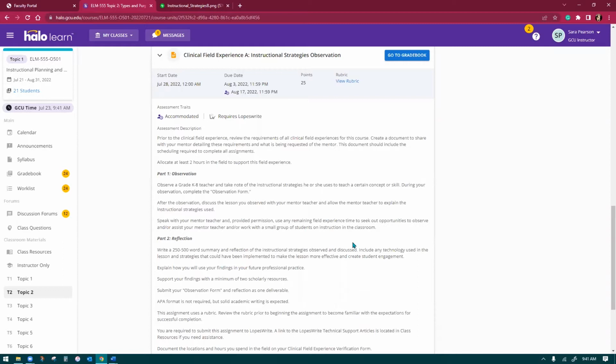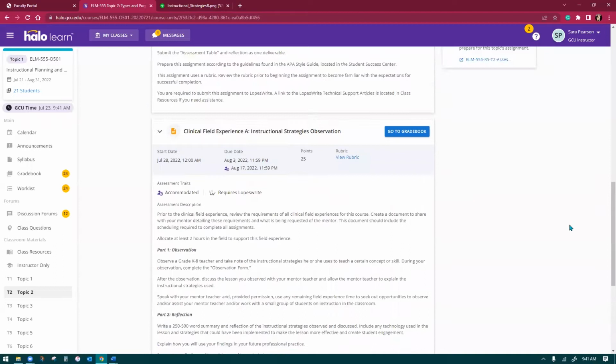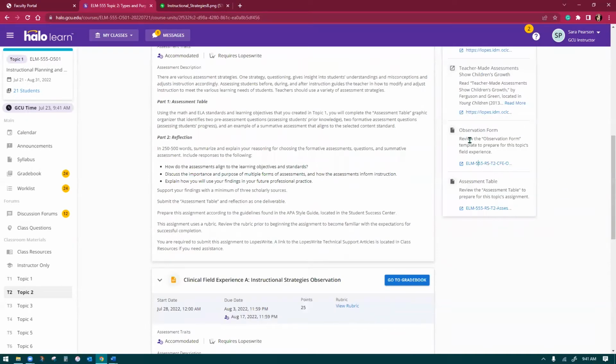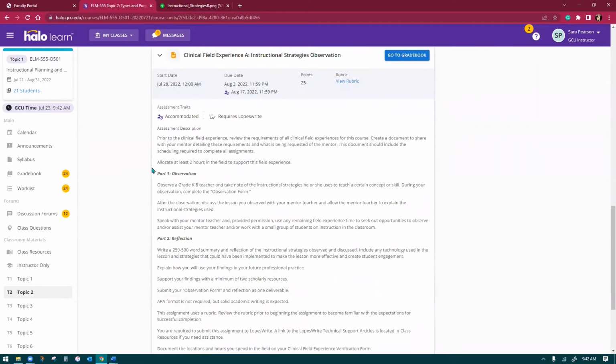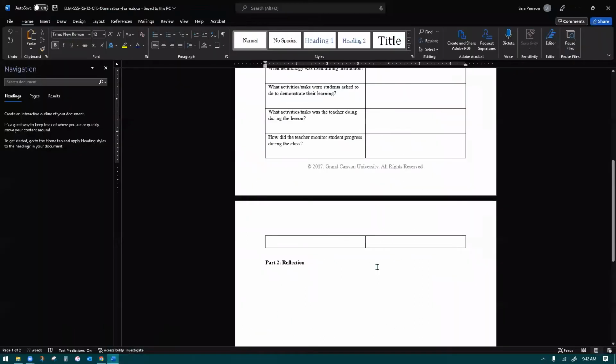And the first part requires that you bring the template with you to your field experience. So make sure that you go over to your observation form and have that printed out and ready to go so you can answer all the questions during your observations. Once you have that template printed out, you're going to go ahead and conduct your observation. So you will take notes on the template during the instruction, and you're going to be looking for specific things. So let's go ahead and take a look at that template.